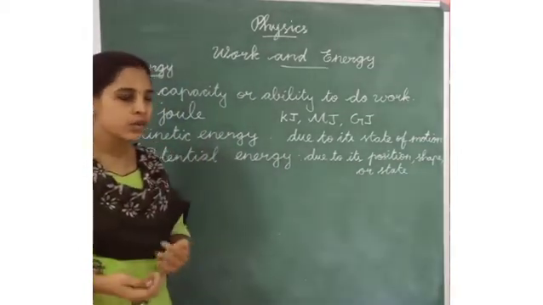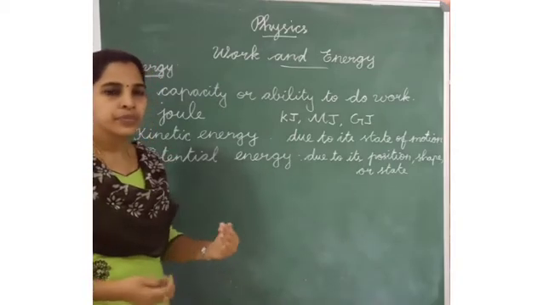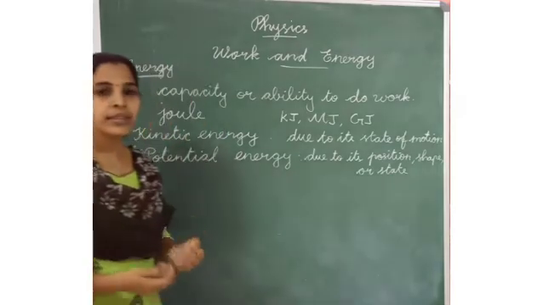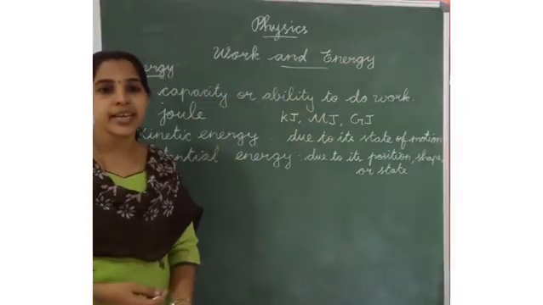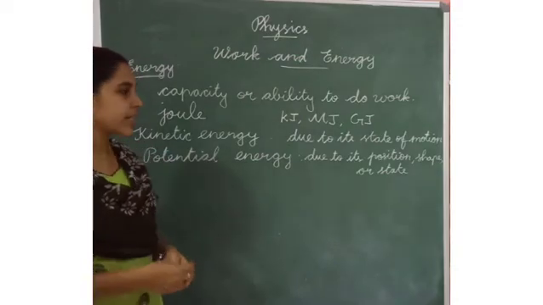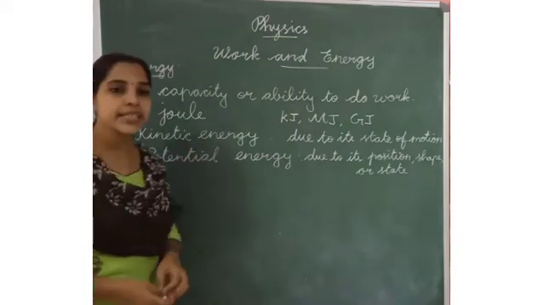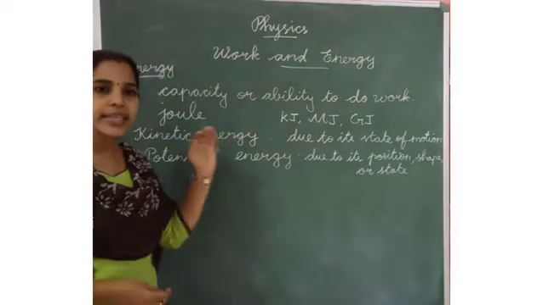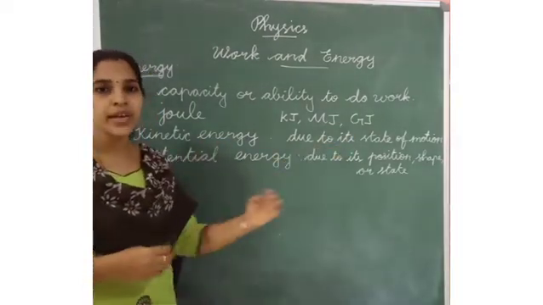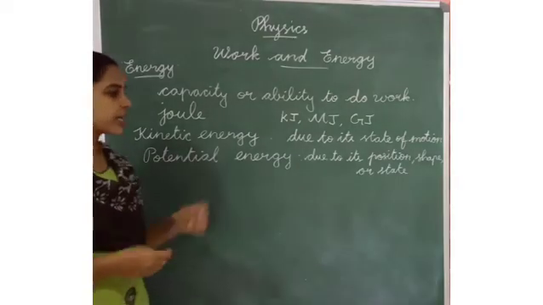For example, rolling the ball, people walking, a fruit falling from the tree. The object is moving because of energy. That is called kinetic energy. Totally, kinetic energy is a state of motion. It's a moving object.